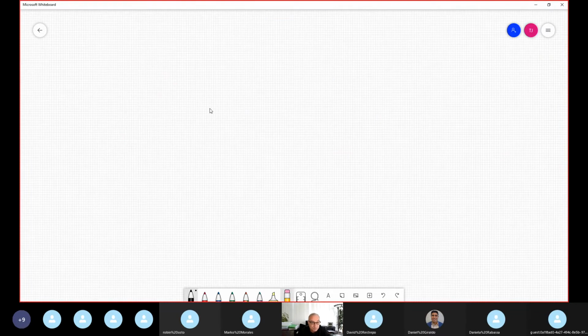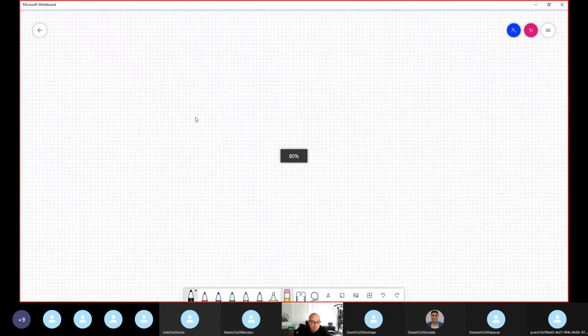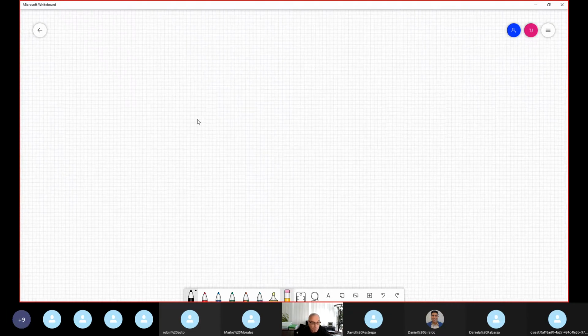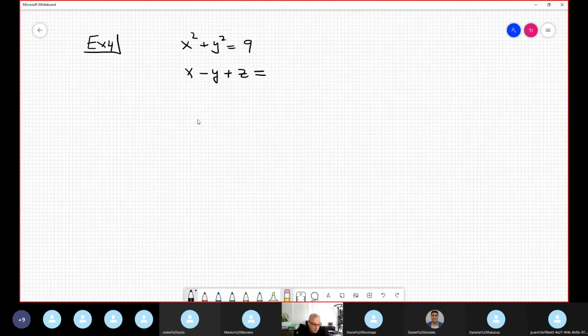Example 4, now in 3D. Suppose we have x squared plus y squared equal 9, and suppose we have x minus y plus z equal 4. Remember, we are working in 3D. For example, this equation, what does it represent in 3D? What surface, what figure? You see x squared plus y squared equal 9.